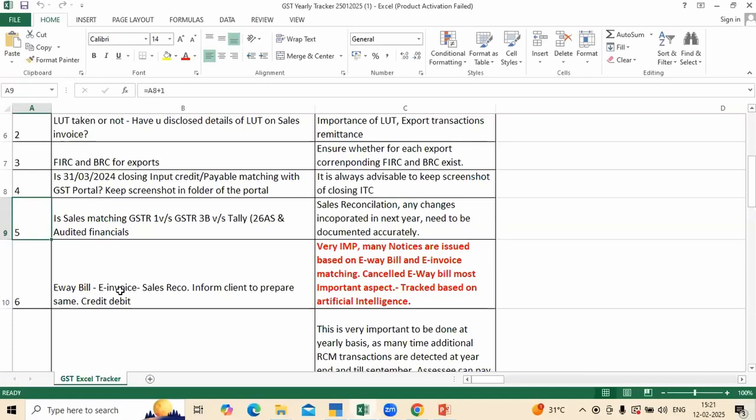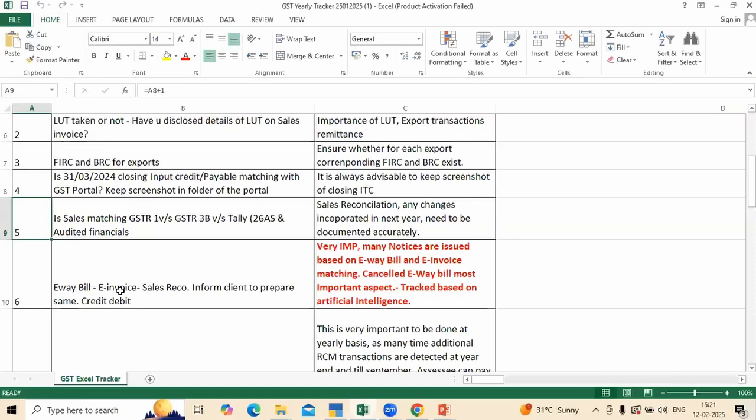So I would request you to make a reconciliation of all three of them, because if any transaction is lying in the e-way bill or in the e-invoice and it is not there in your sales data, then what will the department feel? The department will ask you to pay GST on that sales, in spite of the fact that it is not your sales.